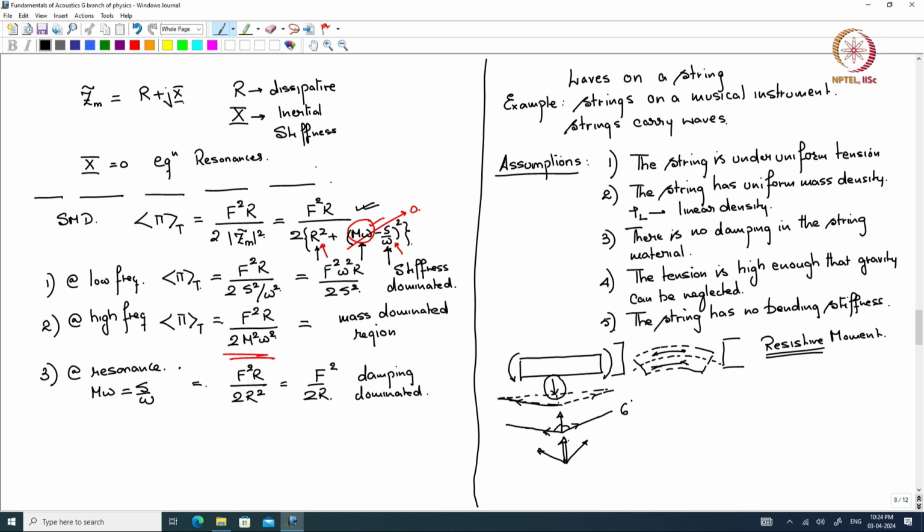And the last assumption, which is important, is that when the string takes the deformed shape or when it carries the waves, if this is my y deflection and this is my x, del y by del x is much less than 1. So these theta values, the values of the slope, are very, very small, such that we will make sin theta equal to theta. We will use this approximation.